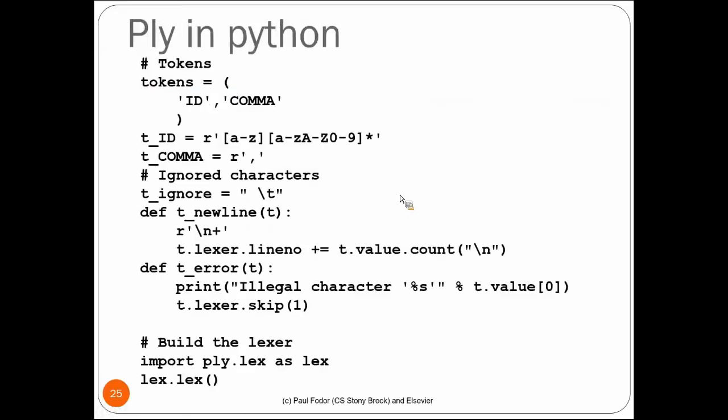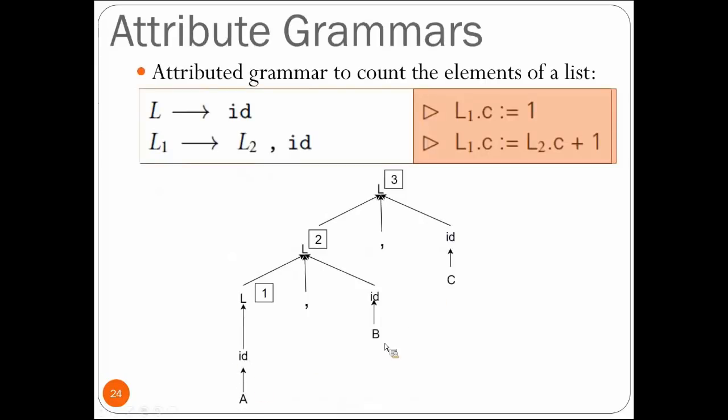Now, if we would want to write this in PLY, which we learned is a lex and yacc in Python, we would define two tokens, ID and comma. ID is anything that starts with lowercase letters or lowercase and uppercase letters, and is followed by lowercase, uppercase letters and digits. A comma is just a comma. We ignore all the white characters. For every new line character, we add one, but we don't really need to do that. It's just for debugging purposes. Then we build the lexer. So the lexer will identify the IDs. Like in the previous example, it will identify this ID, this ID, and this ID.